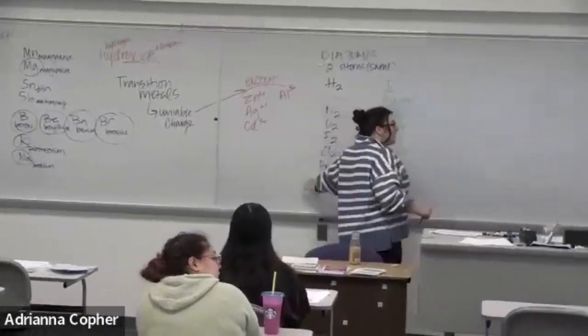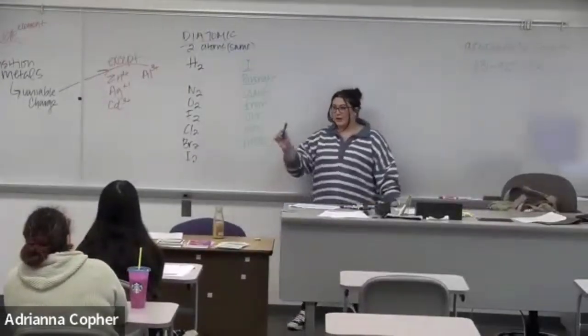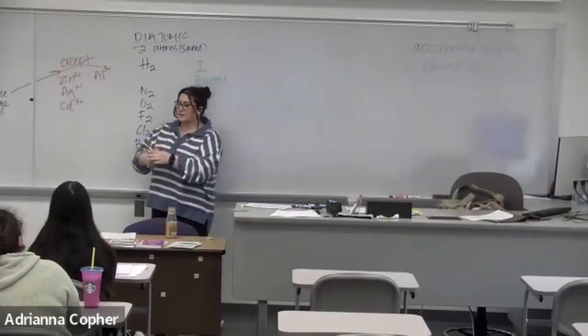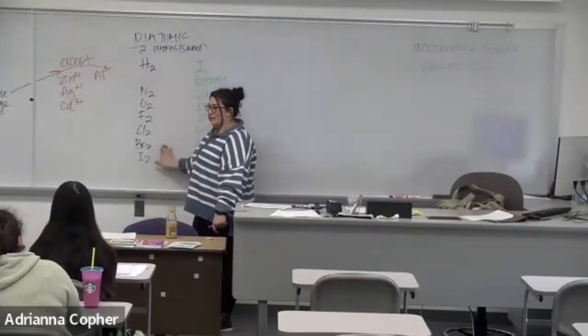These are diatomics. These do not exist in compounds. Compounds are made of ions, right? Two ions or multiple ions coming together to make a neutral compound. These are neutral. These exist by themselves.